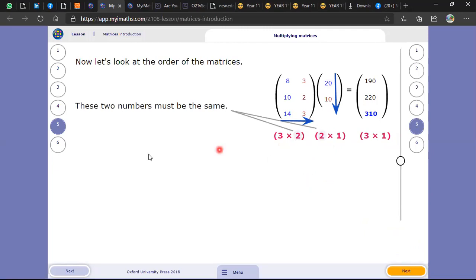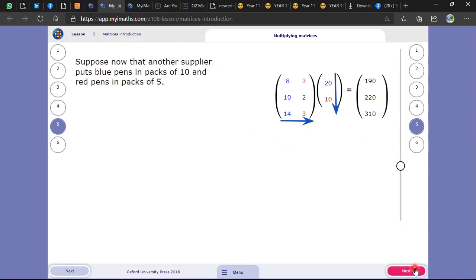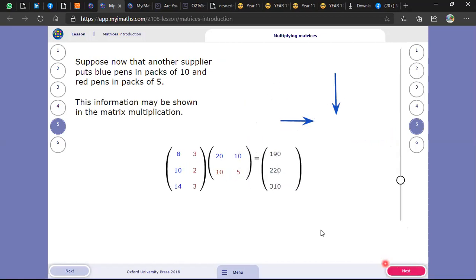So we're showing you that again. These two numbers must be the same for the multiplication to be possible. As well, these two numbers also tell us the order of the answer of our multiplication. Okay, guys, suppose now that another supplier puts blue pens in packs of 10 and red pens in packs of 5. So we're trying to say that instead of one column now, we're going to be having 2 columns, okay? In the sense that you have 1 column, 2 columns here.